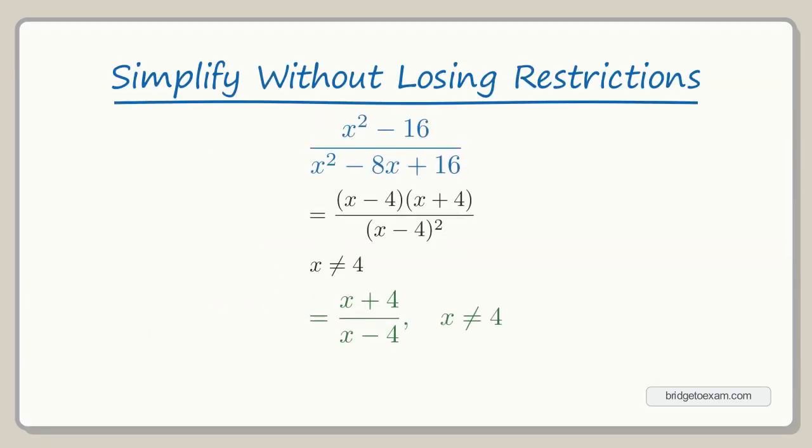Simplify x squared minus 16 over x squared minus 8x plus 16. Factor the numerator as x minus 4 times x plus 4. Factor the denominator as x minus 4 squared. The original denominator is 0 at x equals 4, so x equals 4 is excluded. After canceling one common factor, the expression becomes x plus 4 over x minus 4.